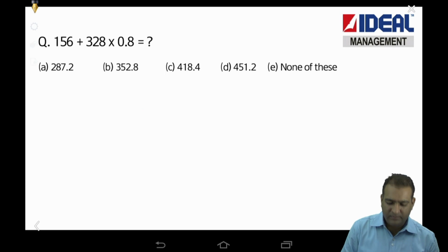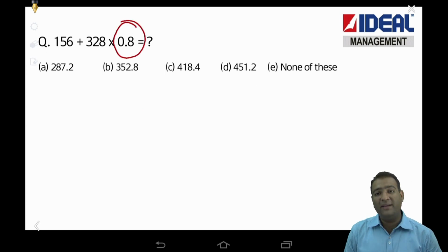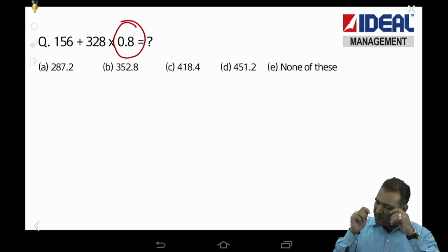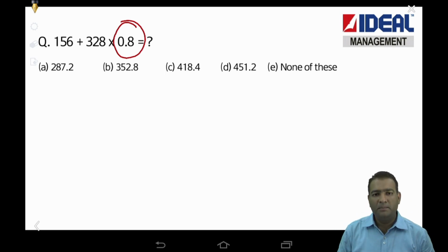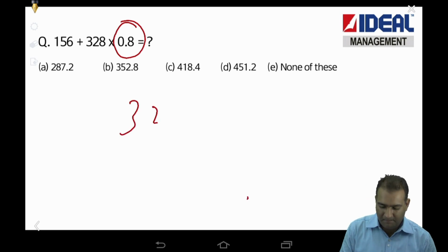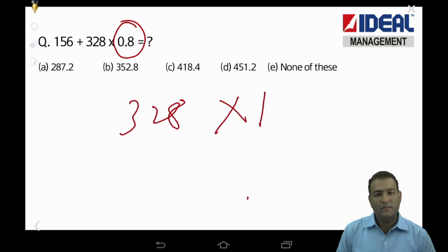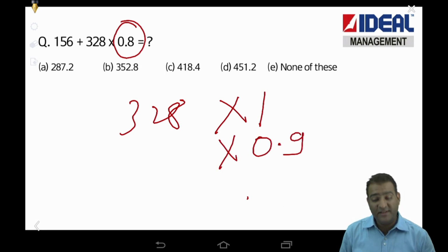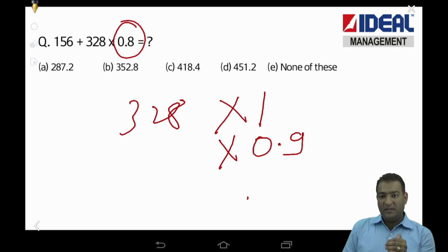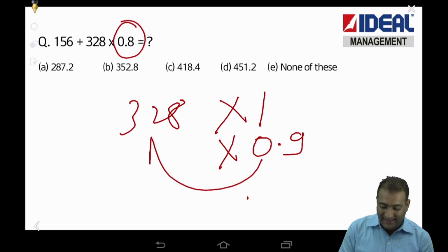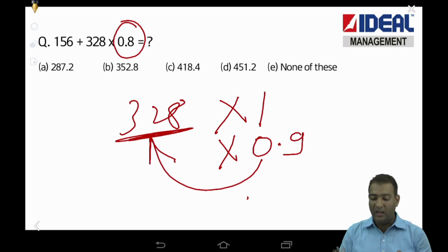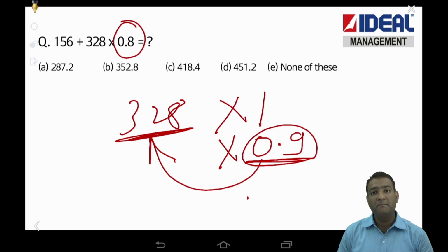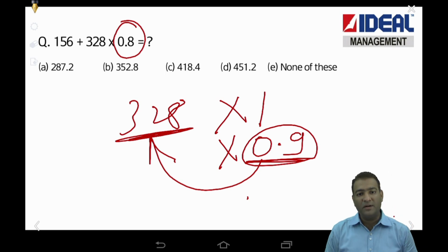Let's see how. Can I say if it is 0.8, it is 20% less? Reciprocal percentages are so important for any kind of examination. It is 20% less. Watch carefully. When I write 0.9, can I say it is 10% less of this? If I reduce 10% of this number, I will get 0.9 of this number. I hope you are getting this now.